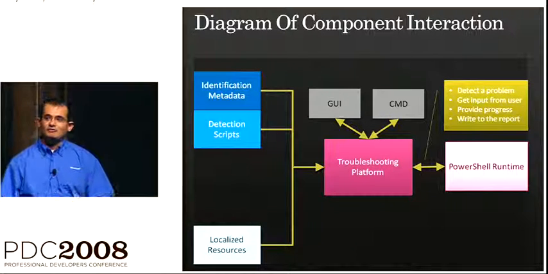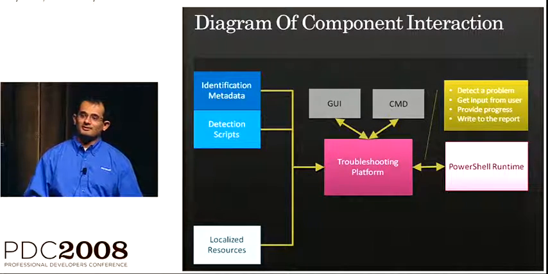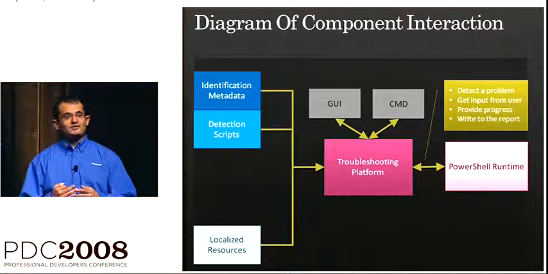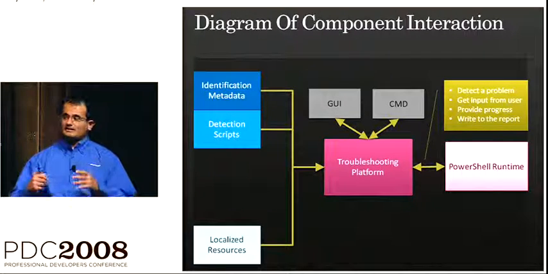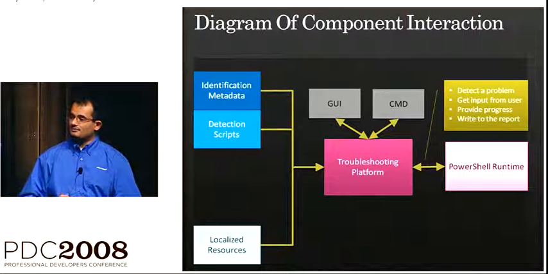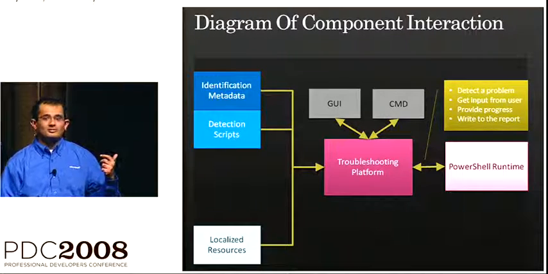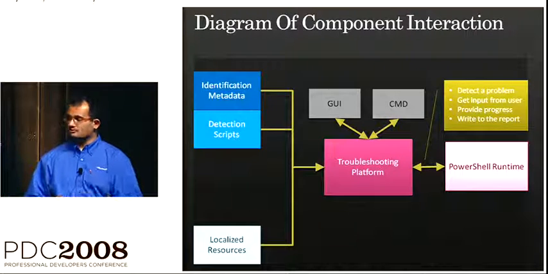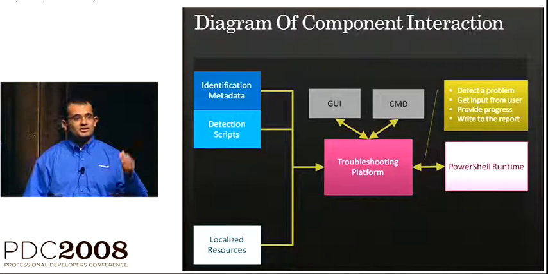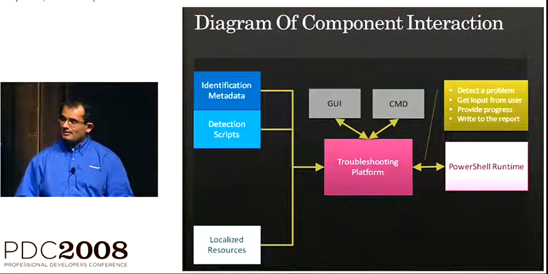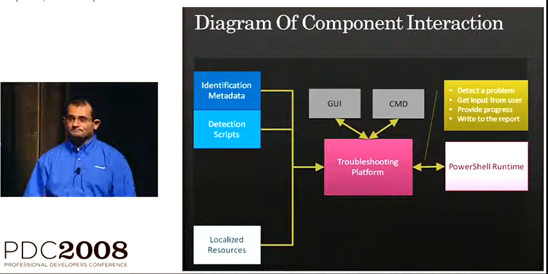The first is it lets the platform know, hey, I found this configuration problem. And since the platform knows what configuration problems it can find, it can basically communicate that up to the UI or the command line. The second one is get input from the user. We saw that with the audio PowerShell commandlet, where it asked, what device do you want to troubleshoot? There's the provide progress. We saw the progress statements fly by. And finally, write information to the report.